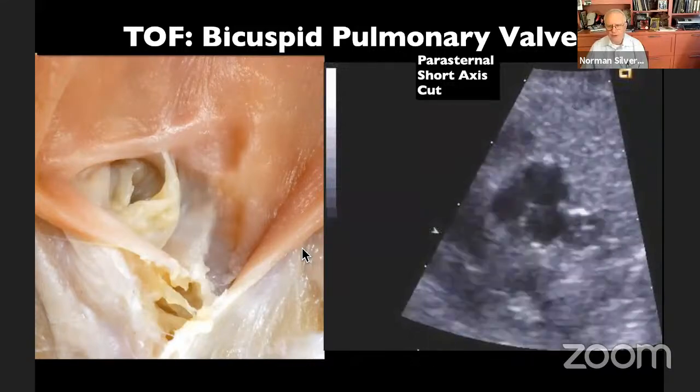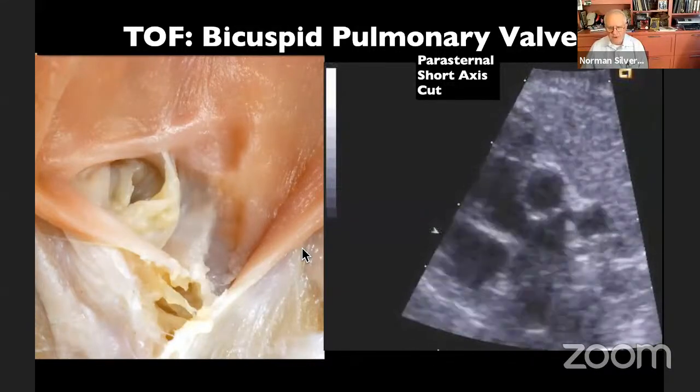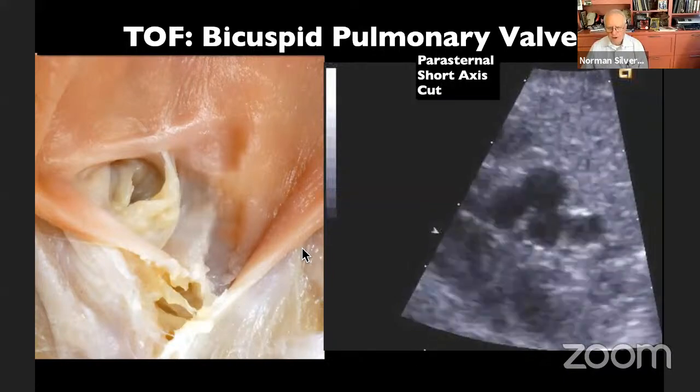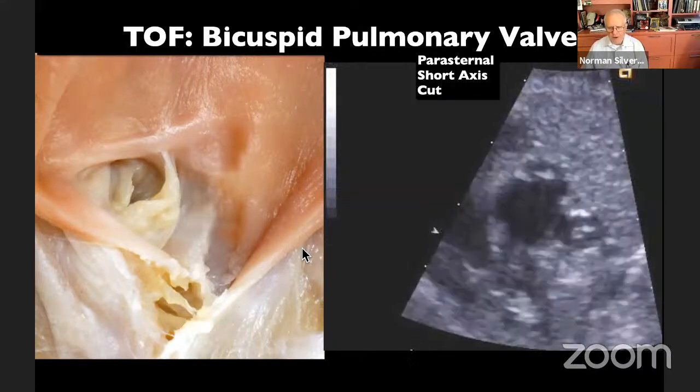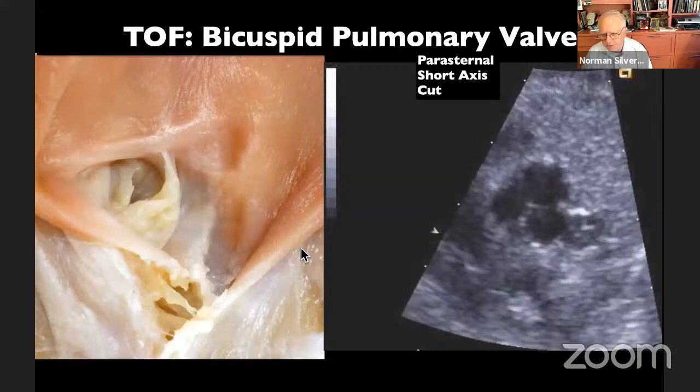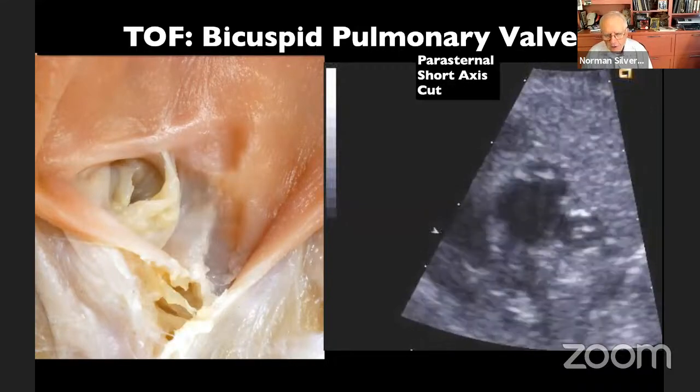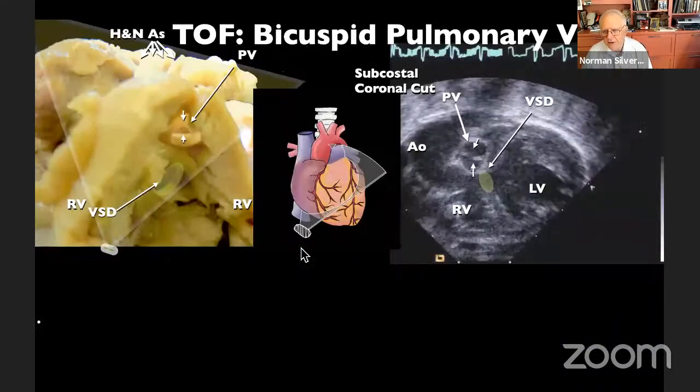And of course, it's important to be able to define the pulmonary valve for the surgeon, not that he won't see it in surgery, but this provides him with an opportunity for planning rather than immediate direct observation to change his plan.